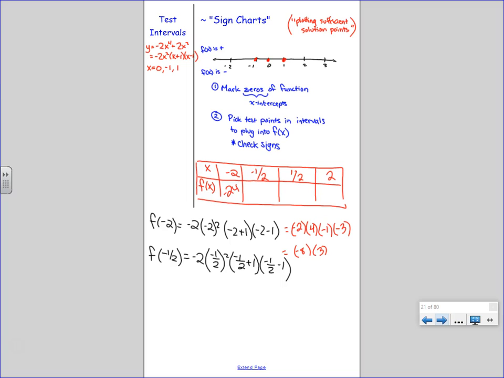But we know negative 2. Help me out. Do you guys know how to do negative 1/2 squared? Negative 1/2 times negative 1/2 is positive 1/4. A whole take away a half is another half. Negative 1/2 plus 1, there's another half remaining. And what's negative 1/2 minus 1?